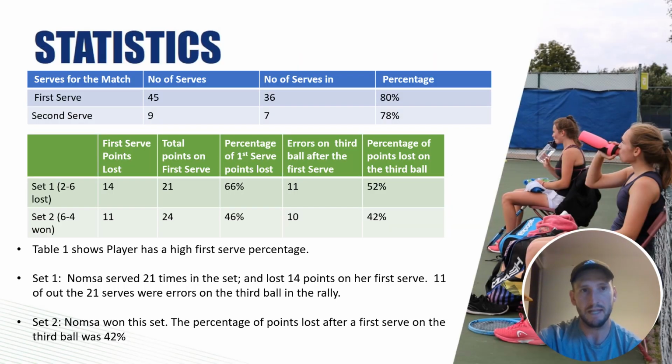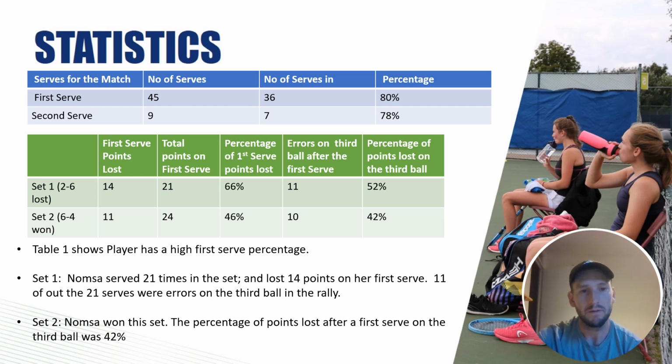Here are statistics taken from the momentum chart. Throughout the whole match, Nomsa had a very high first serve percentage at 80%. Table 1 shows that this is the case. The green table shows differences between the two sets.